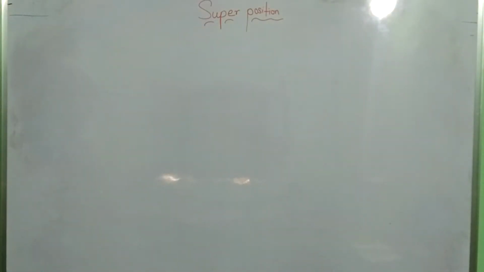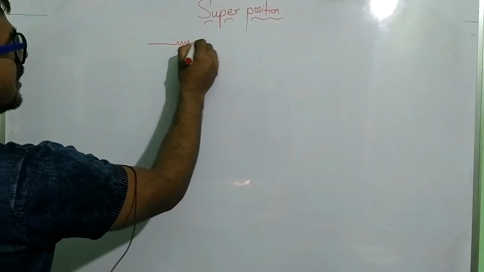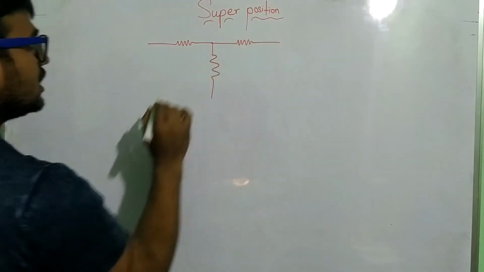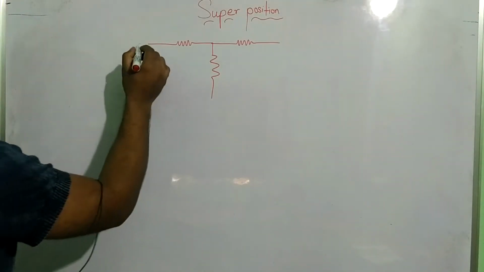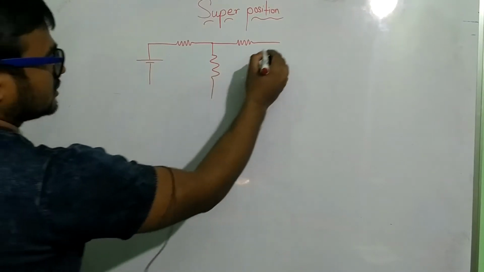So at first we say, what is the superposition theorem? Superposition says that if any circuit has more than one source, whether current source or voltage source, more than one source is required, then we apply the superposition theorem. So here we can see more than one source.